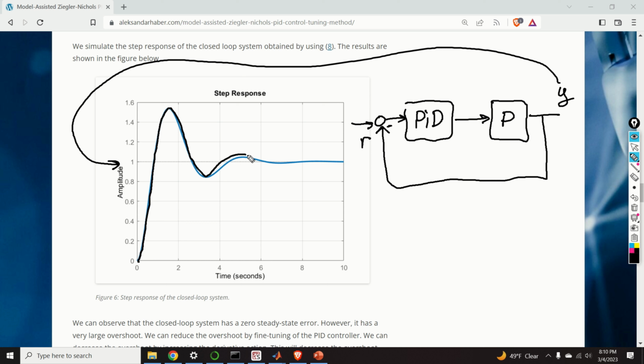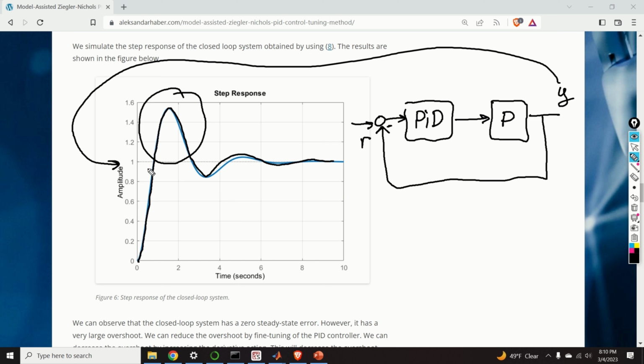And we can immediately see a problem over here. Look at this overshoot. This is a very, very bad overshoot, and we want to decrease this. So how to decrease this overshoot? Well, we obviously need to increase the damping of the closed loop system. And how to increase the damping? Well, you can increase the damping in many ways.